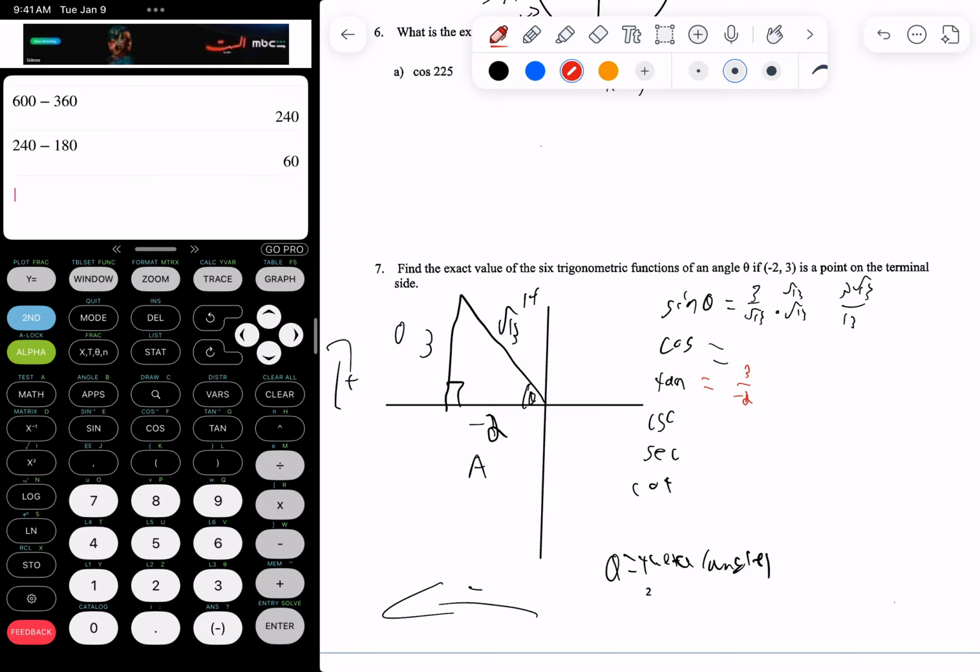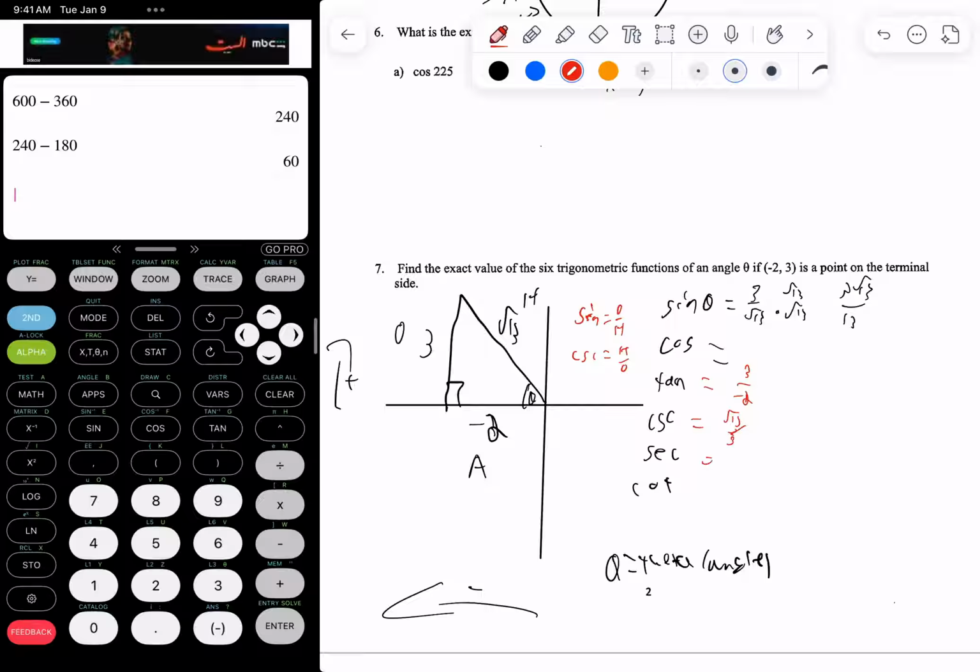Cosecant is hypotenuse over opposite, because sine is opposite over hypotenuse. Cosecant, since it's the opposite of sine, is just hypotenuse over opposite. And same thing goes for secant and cotangent, where it's just the inverse of whatever it's called. Cosecant, since it's hypotenuse over opposite, is rad 13 over 3. We don't have to simplify further.